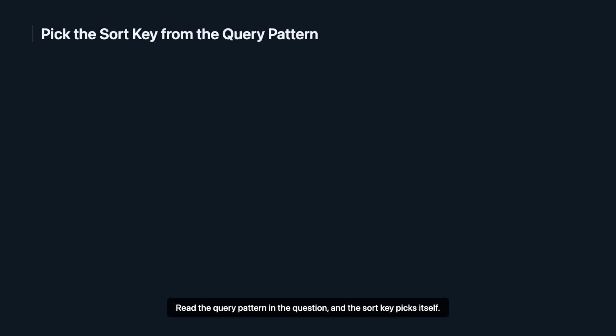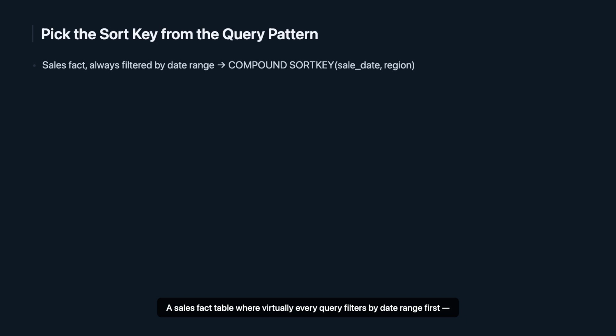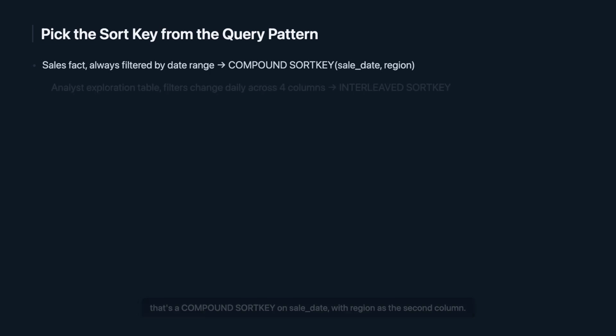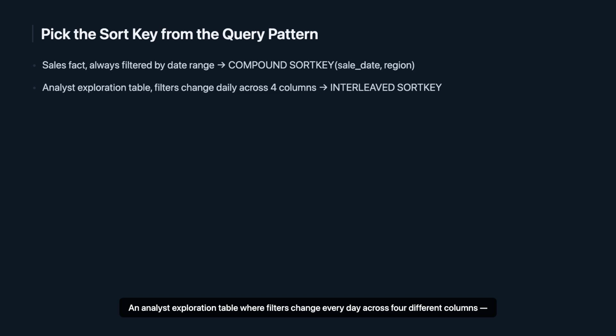Read the query pattern in the question, and the sort key picks itself. A sales fact table where virtually every query filters by date range first, that's a compound SORTKEY on sale date with region as the second column. An analyst exploration table where filters change every day across 4 different columns, that's the rare case for an interleaved SORTKEY. And when the question offers no clear filtering pattern, AUTO is the safe answer.